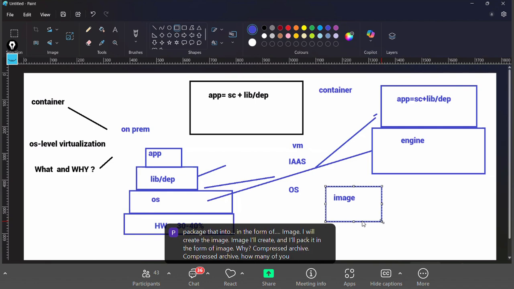How many of you have seen the Transformer series? How many of you have seen? I think many of you have seen, right? Transformer series, right?